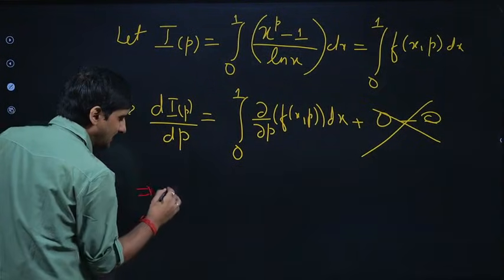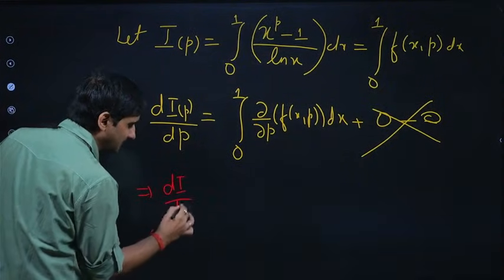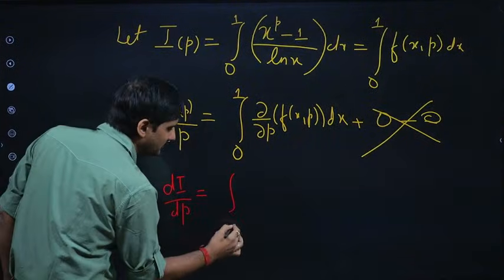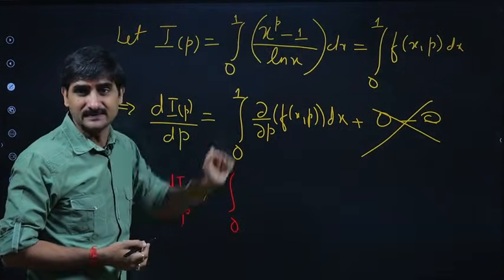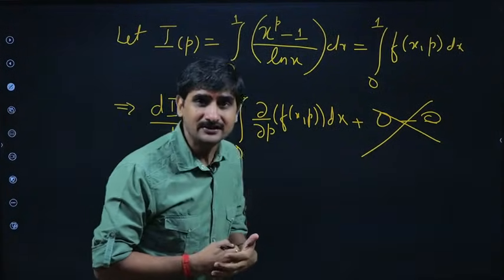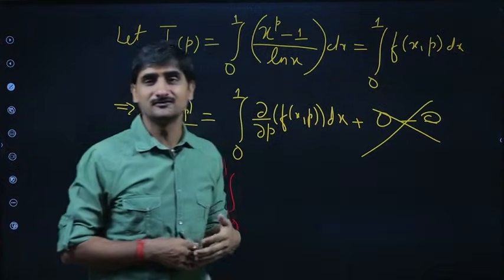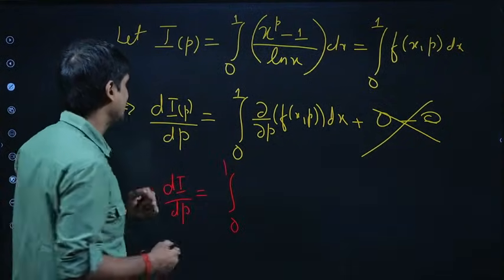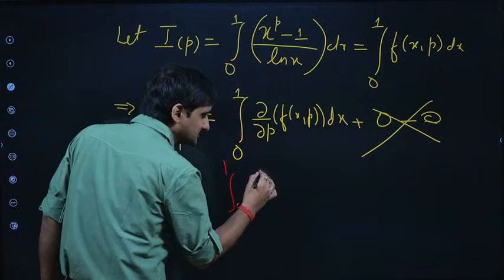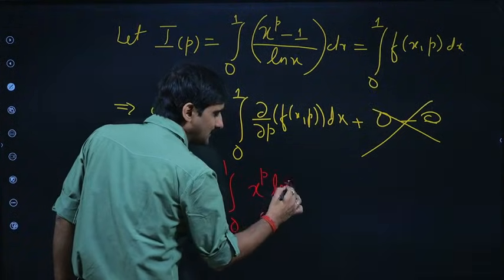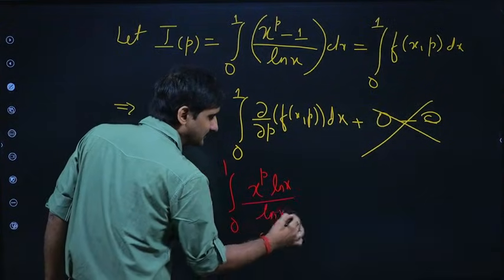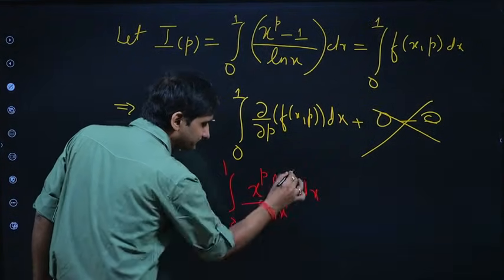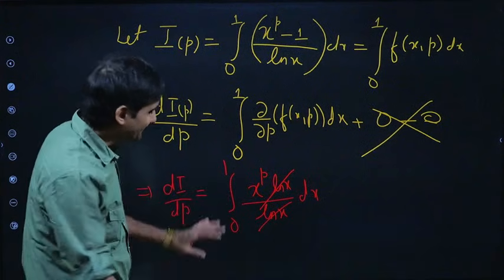So this implies the derivative of I with respect to p gives us the integral from 0 to 1 of the derivative of this with respect to p. Isn't that an exponential function in terms of p, treating x as a constant? So you get x raised to the power p into ln x, minus 1, whose derivative is 0, upon ln x, since ln x is a constant with respect to p. That's gone.